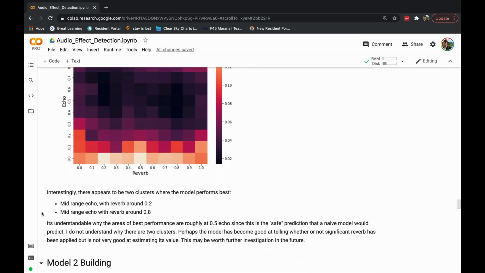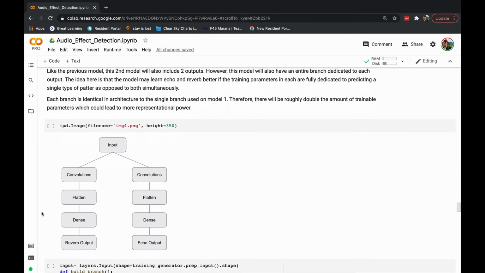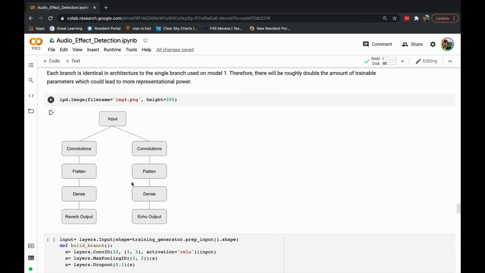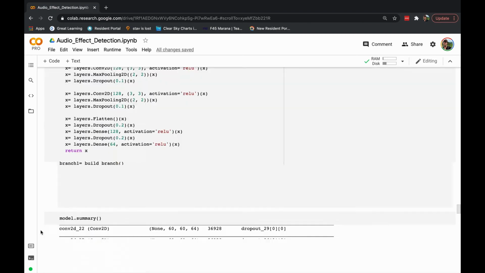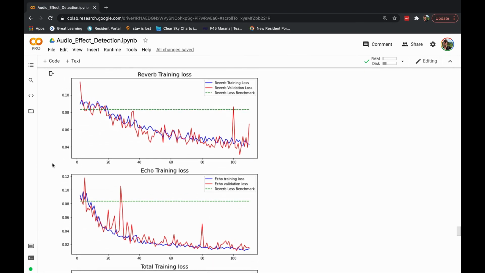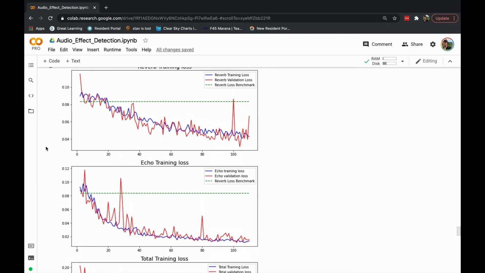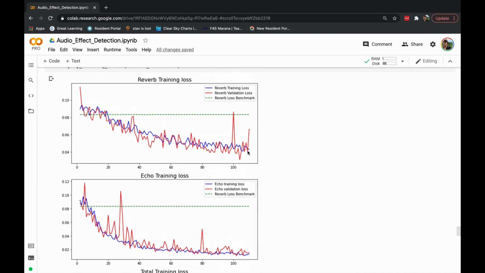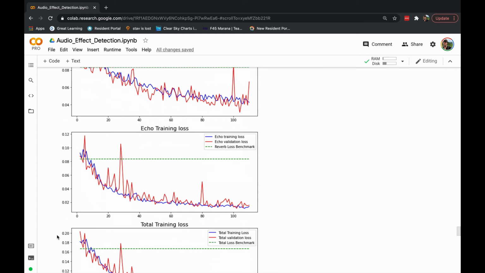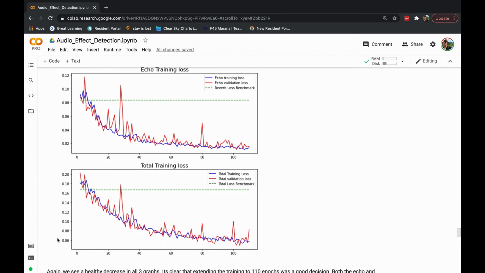Now, let's try a second model architecture, which has a dedicated branch for each output. This time, I trained for 110 epochs since performance was still improving after 70. Again, we see a healthy decrease in all three graphs, but the echo and reverb loss reached a lower value than that achieved by the previous model. I do notice that the validation curves are a bit more turbulent than the previous model. This could be due to the state of the optimizer resetting upon continuing training after interruptions.